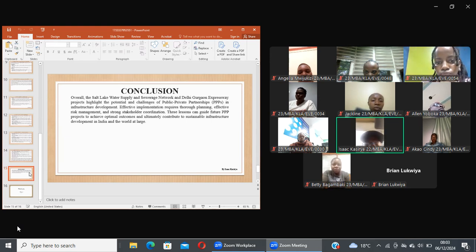In our overall conclusion, the highway was well done. They were able to overcome the challenges of public-private partnership development, and then effectively implemented quality stakeholder management.